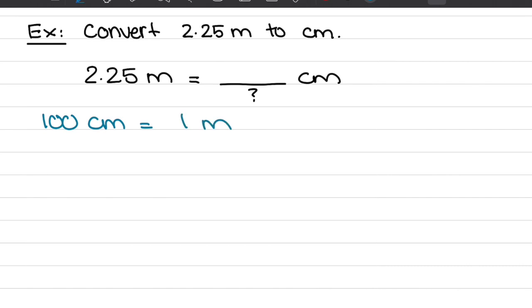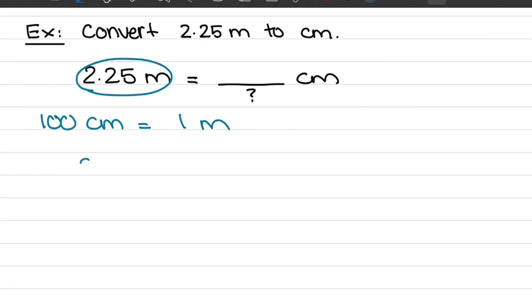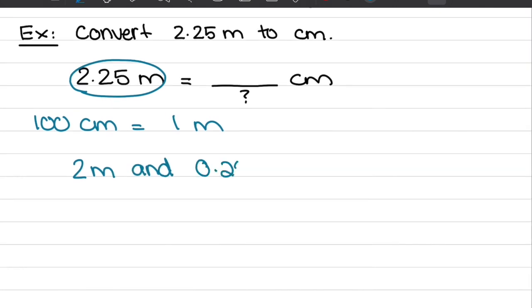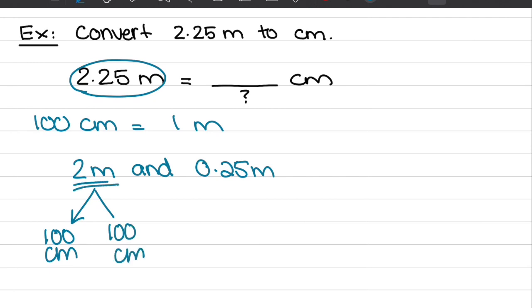Okay. And it's the meters here that we're trying to convert into centimeters. So it says we have 2.25 meters. It means I have 2 meters and a quarter, or 0.25 meters, right? Okay, because it's 2 and a quarter. So if every meter is worth 100 centimeters, it means here, one of these meters is worth 100 centimeters, and the other meter is worth 100 centimeters, right? Because it's 2 meters. So that's 1 meter, and that's 1 meter. Right? A quarter of a meter means a quarter of 100 centimeters.